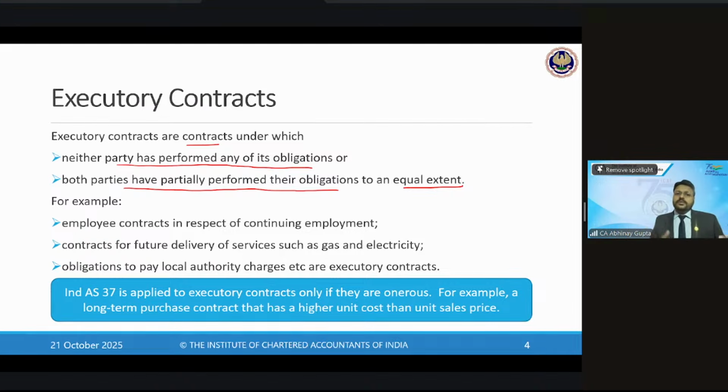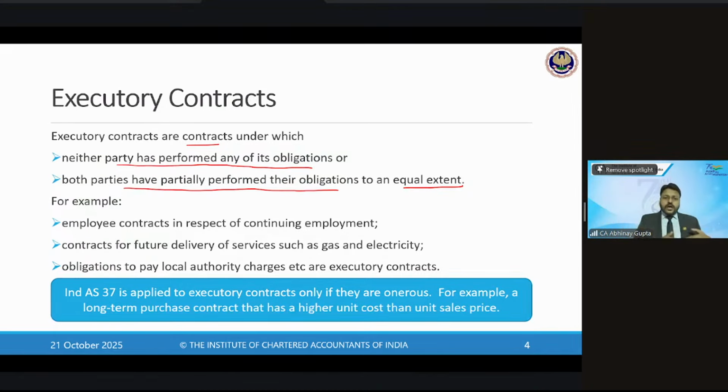There is a contract between A and B. For example, A has agreed to supply 1000 mobiles to B. So this is the contract. Now, A has neither supplied any mobile, nor has B paid anything. The consideration for 1000 mobiles was, say, 1 lakh. Neither has B paid 1 lakh nor has A supplied 1000 mobiles. In this case, neither of the parties has yet started to perform their respective obligations. So this contract is called an executory contract.